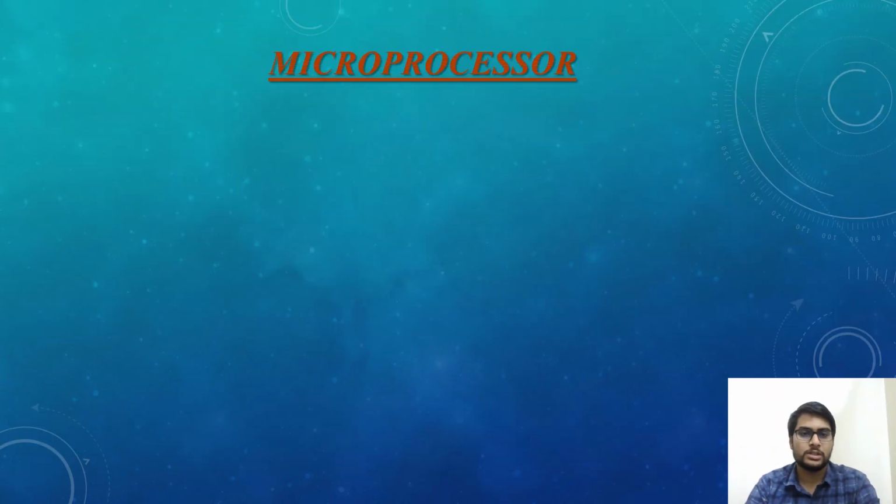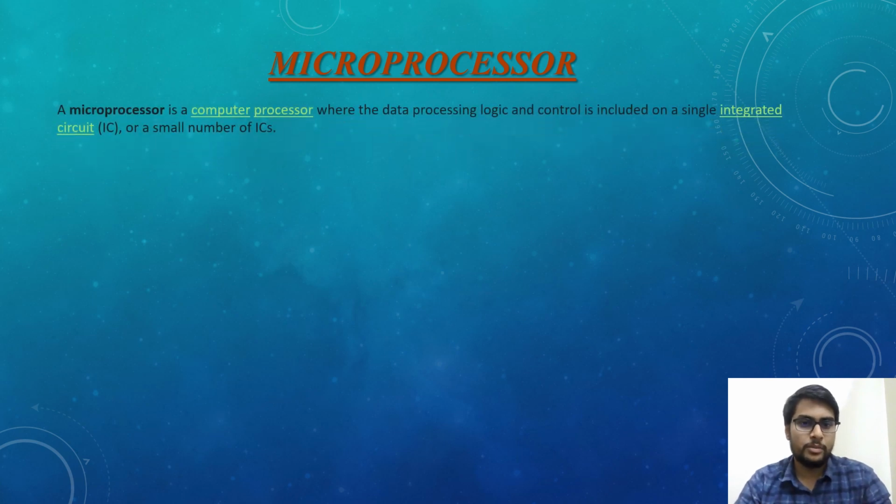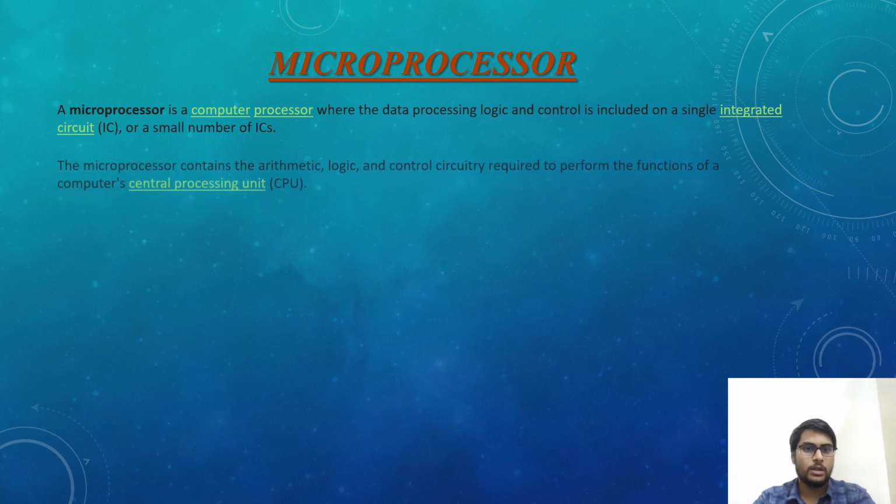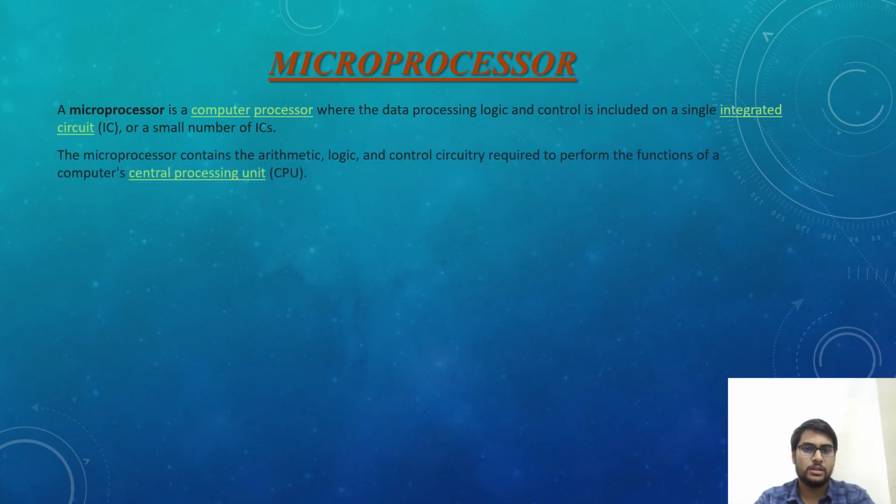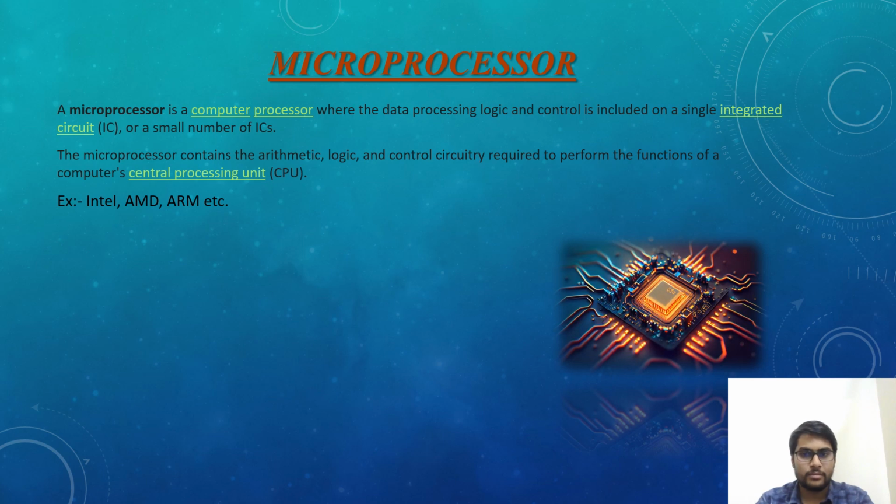Next, microprocessor. What is a microprocessor? A microprocessor is a computer processor where the data processing logic and control is included on a single integrated circuit or a small number of ICs. The microprocessor contains the arithmetic, logic, and control circuitry required to perform the function of a computer central processing unit. Example: Intel, AMD, ARM.